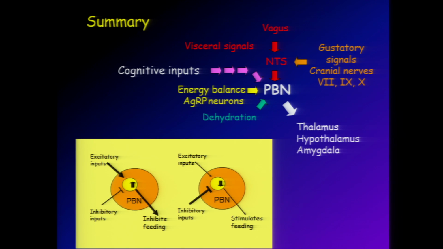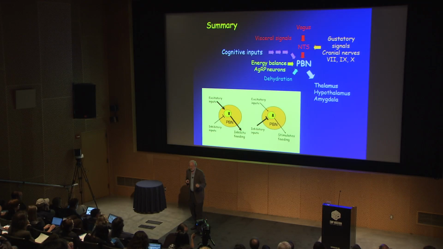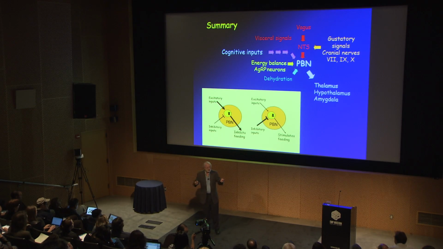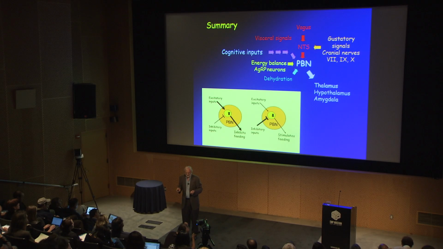So here's kind of the final model. We have the parabrachial nucleus, which can be activated by a number of inputs. I've only concentrated so far on the NTS input, but there are probably cortical inputs that directly or indirectly impact here. There are gustatory, all taste stimuli, vagal stimuli, all come through parts of this pathway. Dehydration probably impinges on the parabrachial nucleus. And so, just as I said a minute ago, our model is that too much activity of the parabrachial inhibits feeding, too little stimulates feeding.